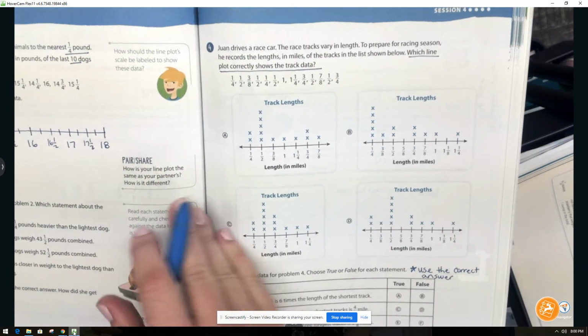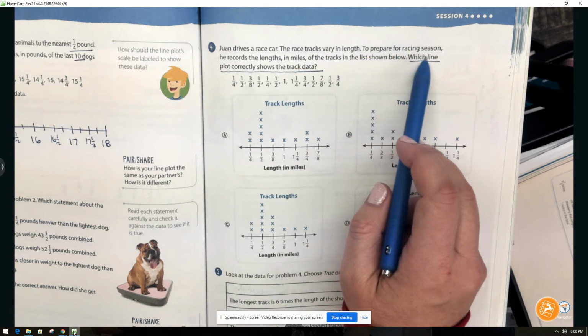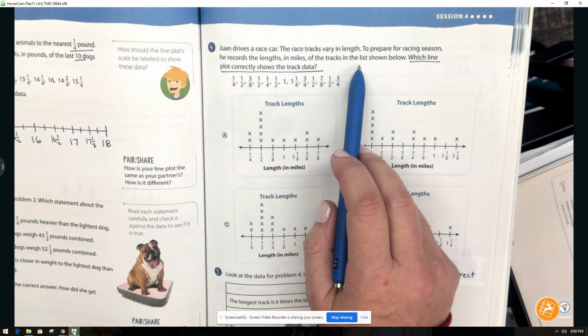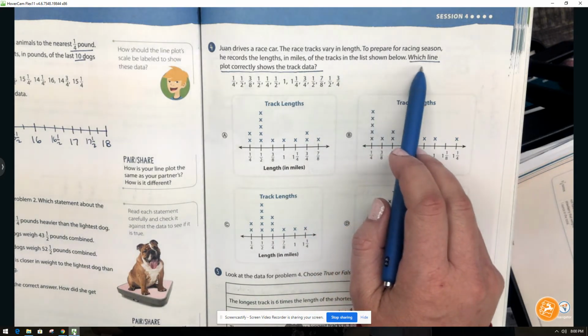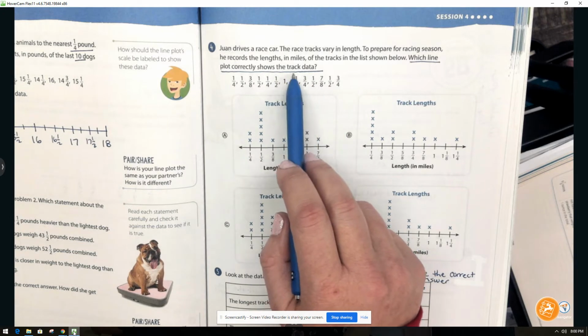Number 4, Juan drives a race car. The race tracks vary in length. To prepare for the racing season, he records the lengths in miles of the tracks in the list shown below. Which line plot correctly shows the track data?